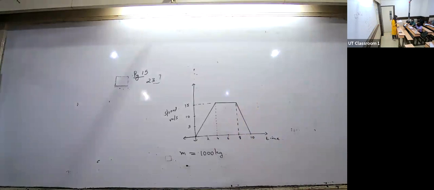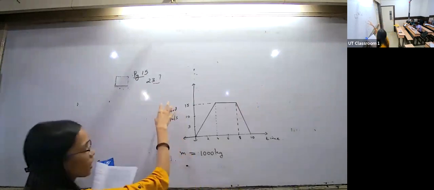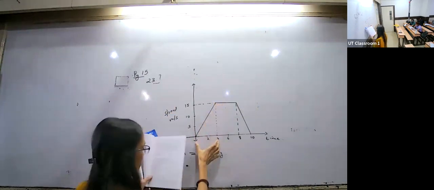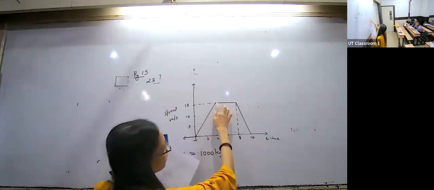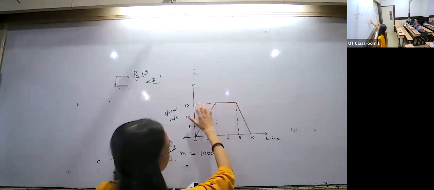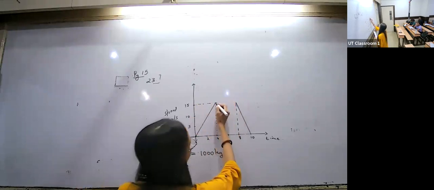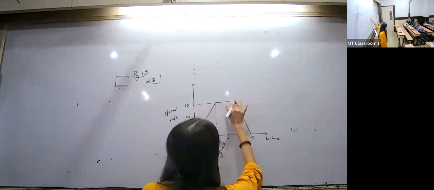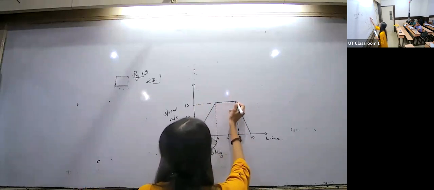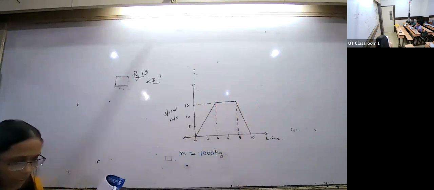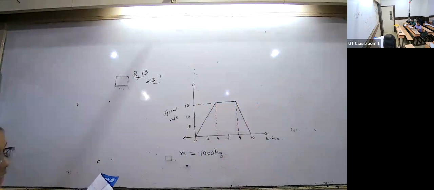The question is: the mass of the car is 1000 kg and the speed graph is given here. So speed is increasing to 50 meters per second for the first 4 seconds. Then it is not decreasing, this is a straight line. Forgive me for the diagram. It remains constant, and then again speed decreases and becomes 0 at 10 seconds.